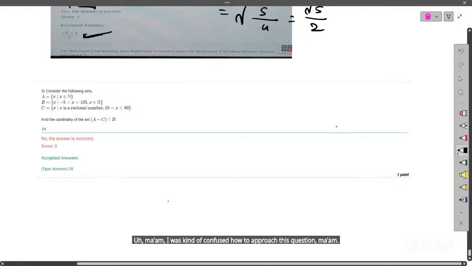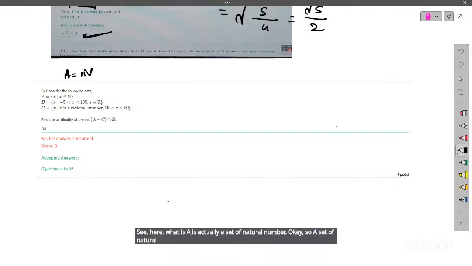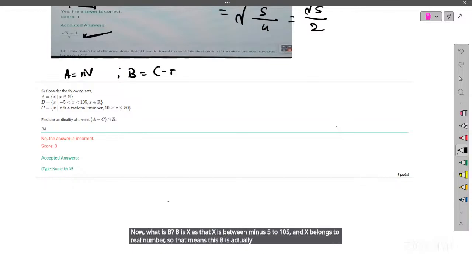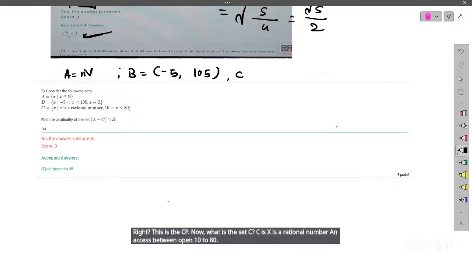See here, A is actually the set of natural numbers, x such that x belongs to natural numbers, meaning only natural numbers. Now what is B? B is x such that x is between -5 and 105 and x belongs to real numbers. So that means B is actually the open interval (-5, 105). This is the set B. Now what is the set C? C is x is a rational number and x is between open 10 to 80.